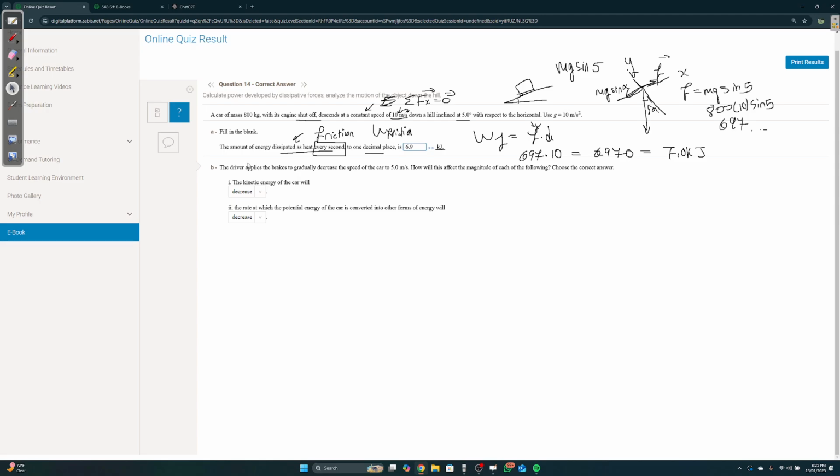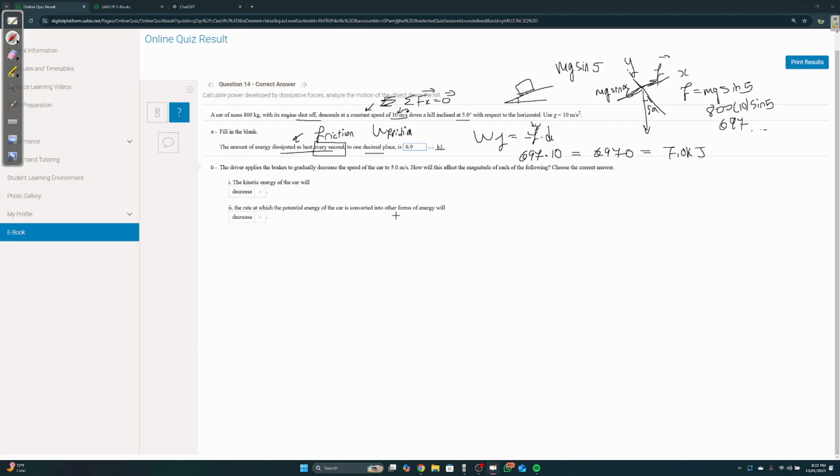They said the amount of energy dissipated. That's why they didn't say work. Work, you'd put as a negative answer, because remember, work done by friction is negative Fd. But they said amount of energy, so they don't care. The driver applies the brakes to gradually decrease the speed of the car to 5 meters per second. How will this affect the magnitude of each? The kinetic energy of the car obviously will decrease because you slowed down. The rate at which the potential energy of the car is converted into other forms of energy should also decrease, because the kinetic energy decreased and you lost a lot of energy as heat.